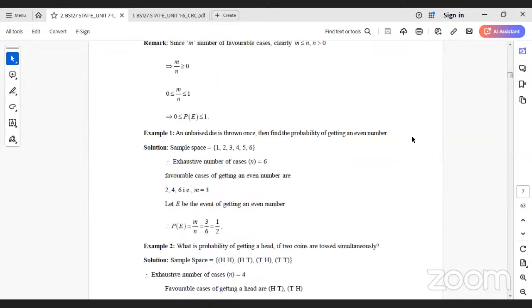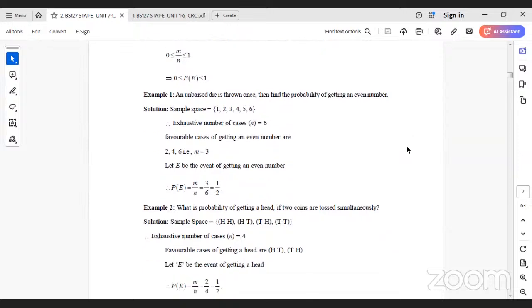Example 1: an unbiased die is thrown once, then find the probability of getting an even number. 1 2 3 4 5 6. How many numbers are there? 6, sir. Very good. Favorable cases of getting an even number are 2 4 6, because the even numbers are 2, 4, 6, so m is equal to 3. So let E be getting an even number, m is equal to 3, total number 6, so 1 by 2.